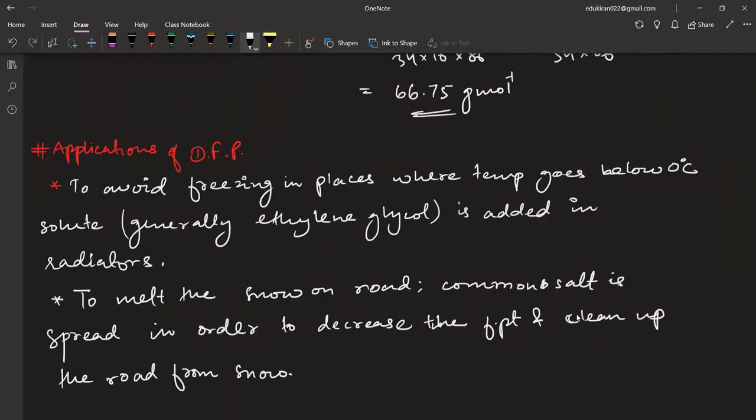So what will happen if I add salt on snow? The freezing point will get lowered. And if it is 0 degrees Celsius, it will still become liquid water. And when it becomes liquid water, the snow will automatically get off the road, and you don't have to do much work. Is this clear? Yes or no? Please tell me. The two points are clear?